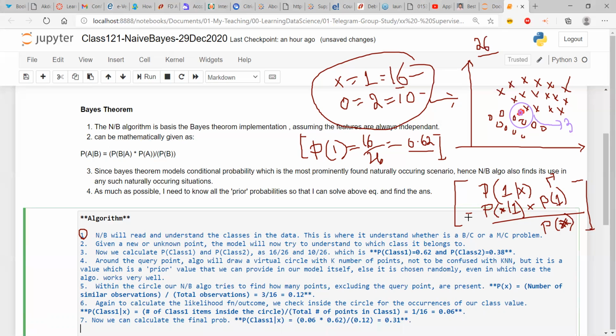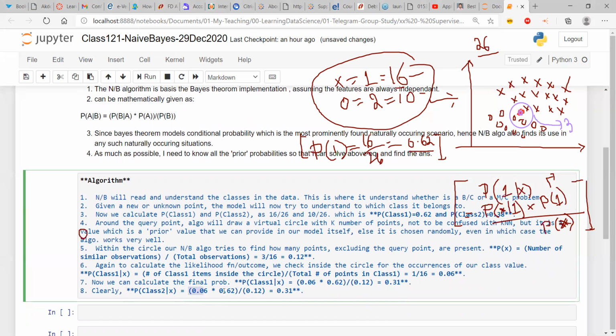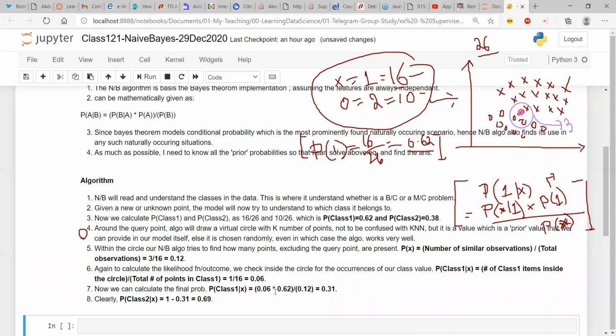So clearly, if this is 0.31, then I can simply take this area from here and put it over here. The probability of the point falling into class 2 is 1 minus 0.31, which should be equal to 0.69. So this is the calculation that we're doing over here. Clearly, this is quite valid intuitively, because within the circle I have 2 points which belong to class 2 and only 1 point which belongs to class 1.